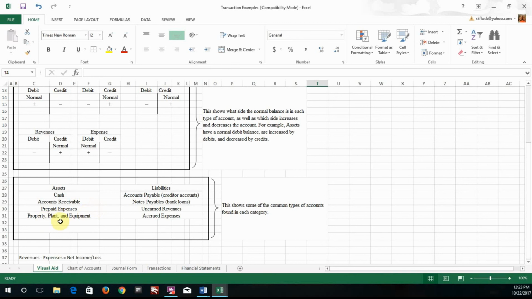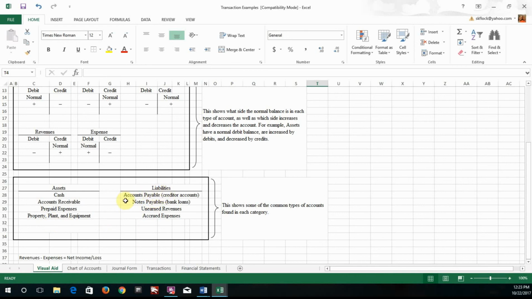And then, of course, property, plant, and equipment. These are the hard, tangible assets that you can touch. You know, your building that your business is located in, the computers sitting on the desks, the equipment that you operate in the warehouse to produce your goods or whatever. Those are all assets.